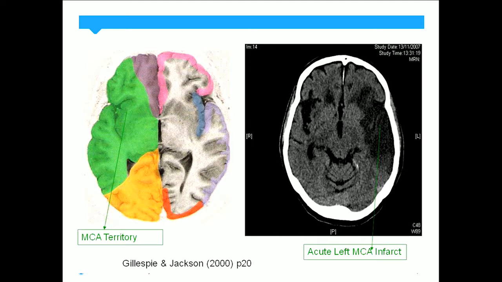So here we have a slide indicating the territory that the middle cerebral artery occupies or provides blood supply to. And then we can see on the image on the right a patient who had a stroke, and you can see the big area that has been covered because it's the middle cerebral artery that has an infarct, that has occluded.